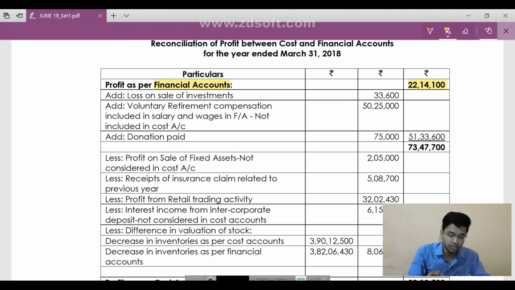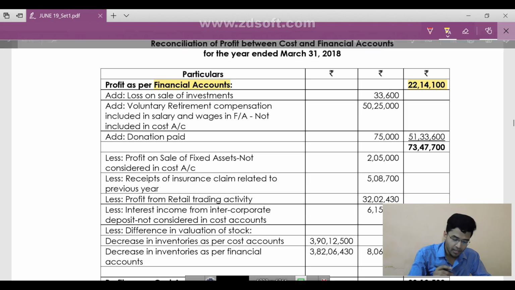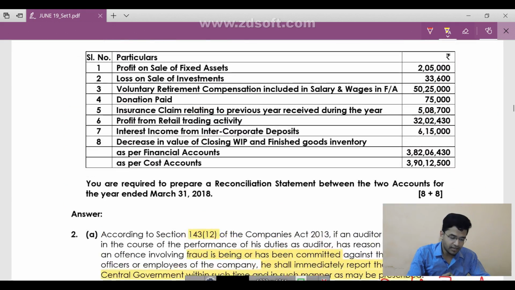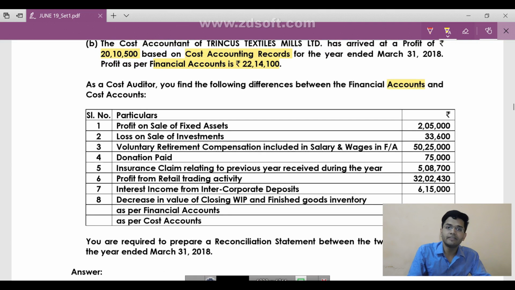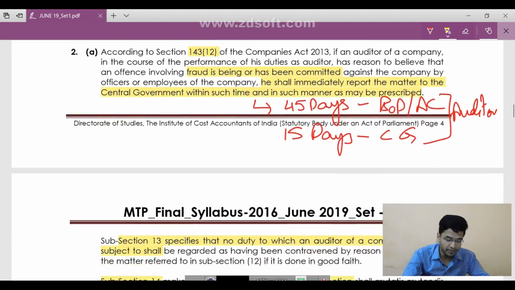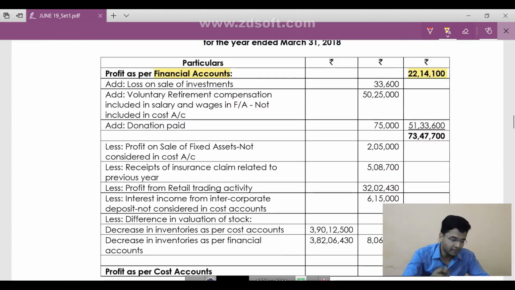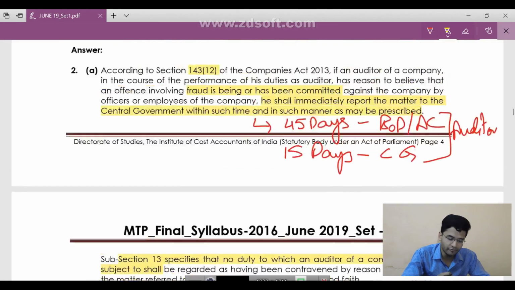So we have reduced the profit on sale of fixed assets from our financial profit. Yes. So next adjustment is loss on sale of investment. Guys, there is a loss which has happened on sale of investment, and this loss would have been deducted while computing financial profit. So this will be added to financial profit to arrive at the figure of costing profit naturally. So we have added this figure to financial profit.